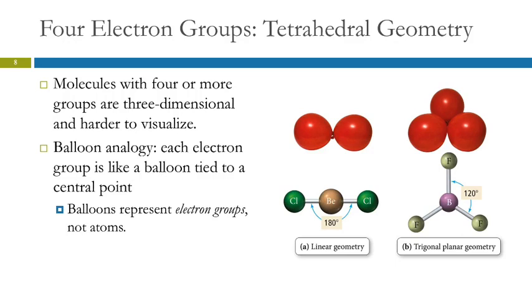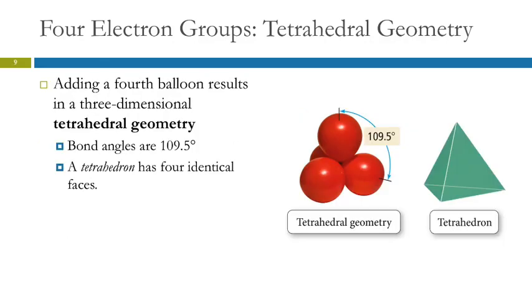So 4 groups, a little harder to visualize. We can use balloons to illustrate what's going on here. You take 2 balloons and you tie them together, and they're naturally going to make this shape, the linear geometry with 2 balloons. You put a 3rd balloon in there, it's going to form this trigonal planar geometry. The balloons are representing electron groups. They're not representing atoms. So when we have 4, you add the 4th balloon, and it's going to push these guys down a little bit. Do you want to actually see balloons with this?